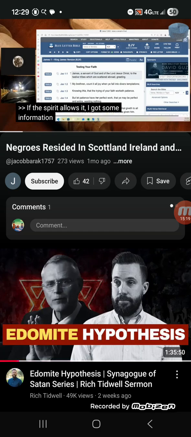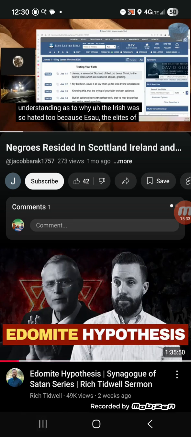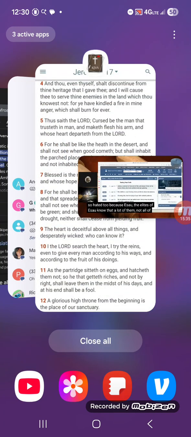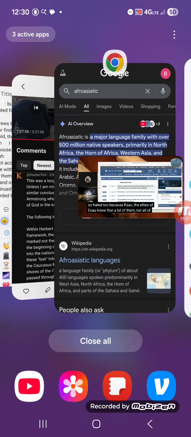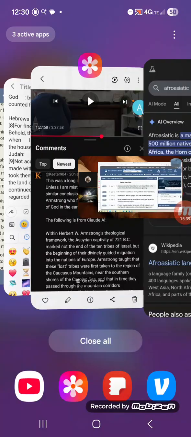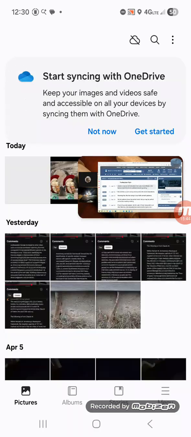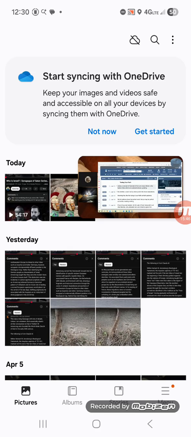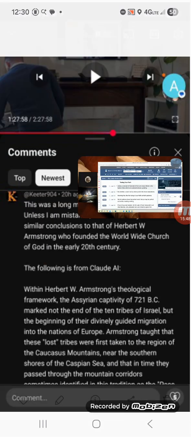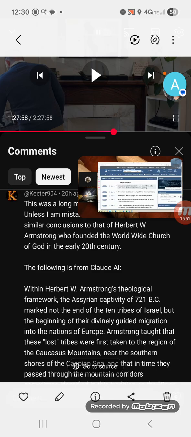If the spirit allows it, I got some information that I had just read that the spirit led me to. If the spirit allows me to get to it, it's going to shed light on everything that you just said about the fathers. It gives me even more understanding as to why the Irish were so hated too, because if Esau, a lot of them, not all of them, could be maybe a good half of them, is Esau. Yeah. And they know that historically, they know that for real. But yeah, I'm going to finish this real quick, and then you go.